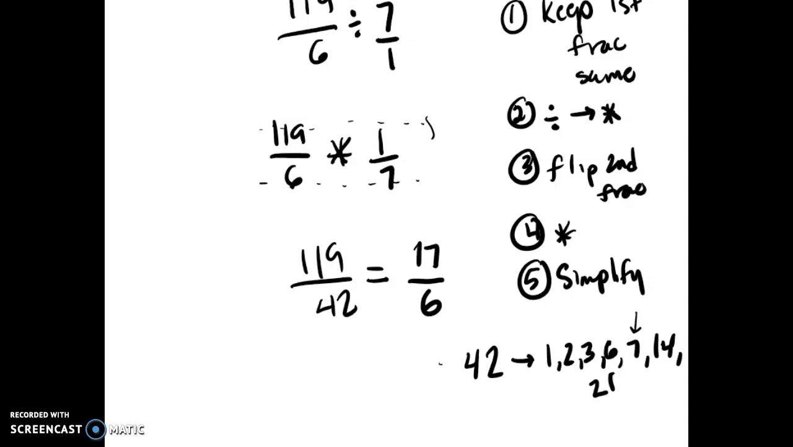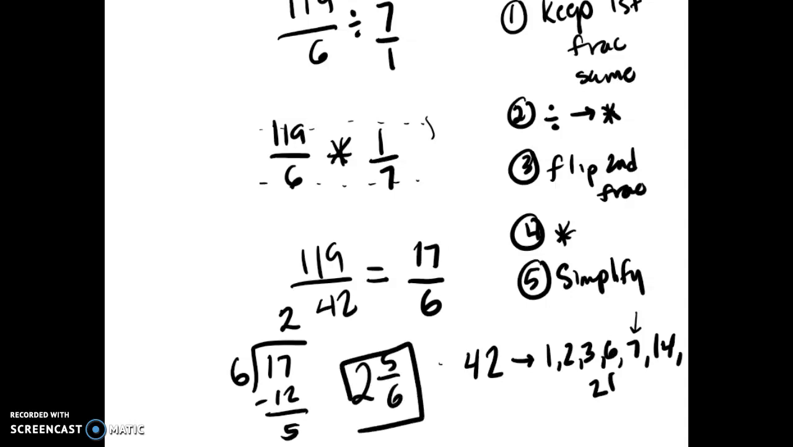But this is an improper fraction, so let me write it as a mixed number. 6 goes into 17 twice, leaving me with 5 left over. So 2 and 5/6 hours would be the average each day.